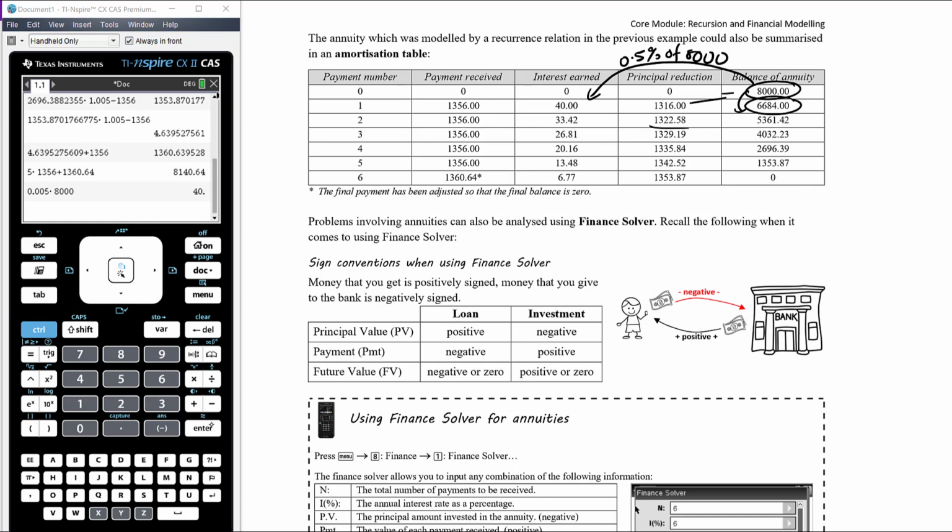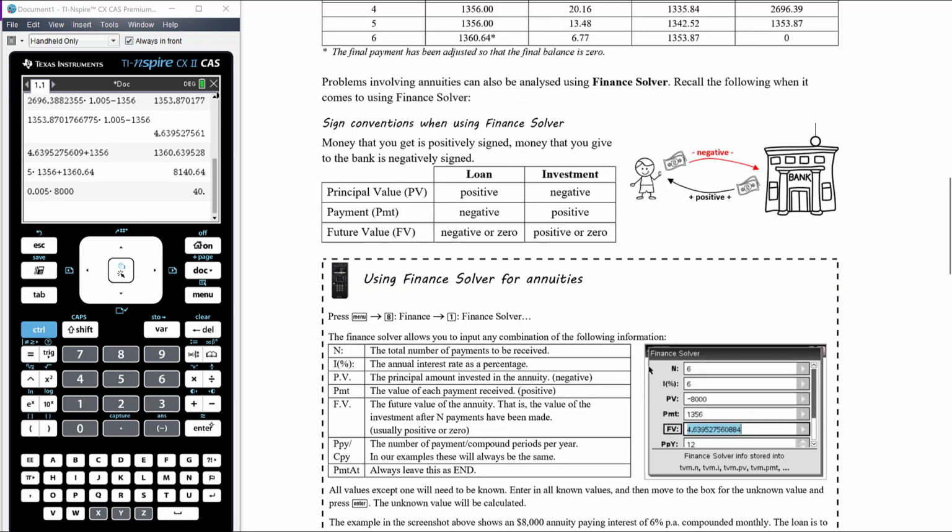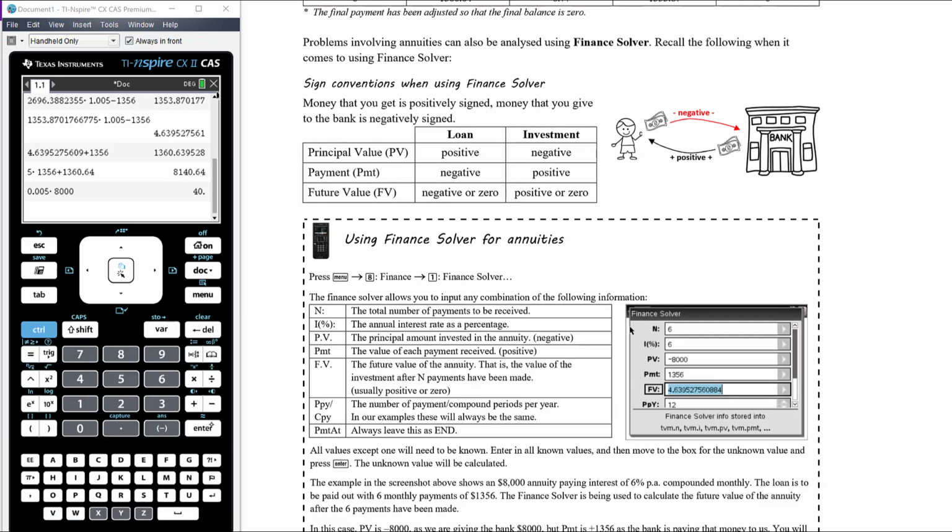All right, let me just clear all those scribbles so we can see what's happening. We could set it up with an amortization table. As I said, you're not going to be asked to set up the amortization table in full. It will be more about working out missing values in the table. Let's have a look at an example using Finance Solver.